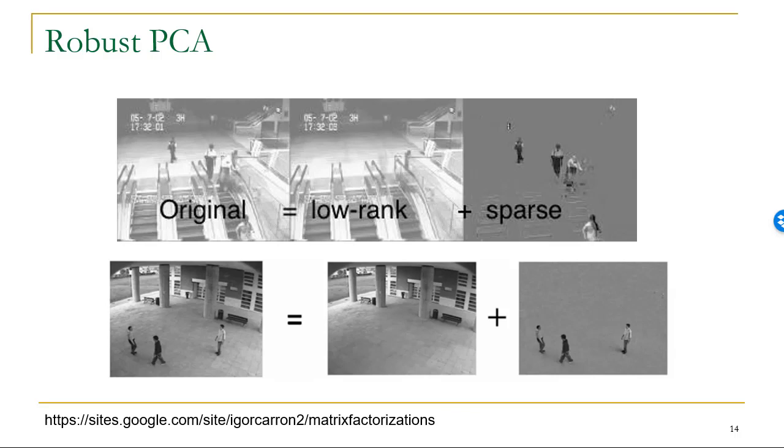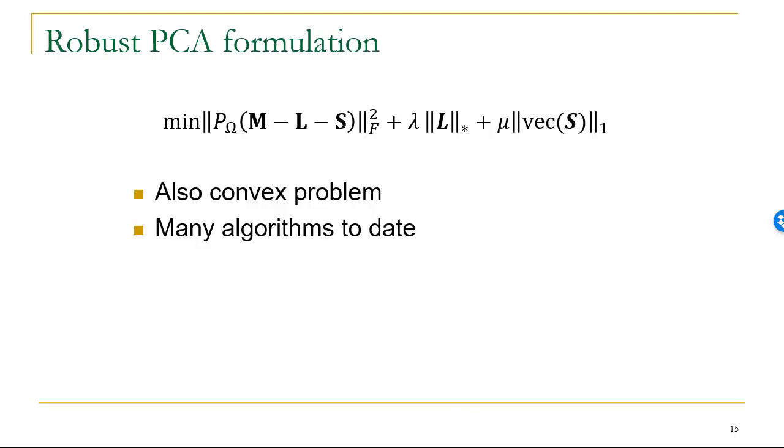So how do we formulate the robust PCA problem? We can formulate it in a very similar way. We can say that M, which is a given matrix, is a sum of a low rank component L and a sparse component S, and then we can minimize the fitting error norm square plus lambda times the nuclear norm of L, which will encourage that L is low rank, plus a penalty on the L1 norm of the vectorized version of S, which will encourage that S is sparse. The matrix S has sparse entries.